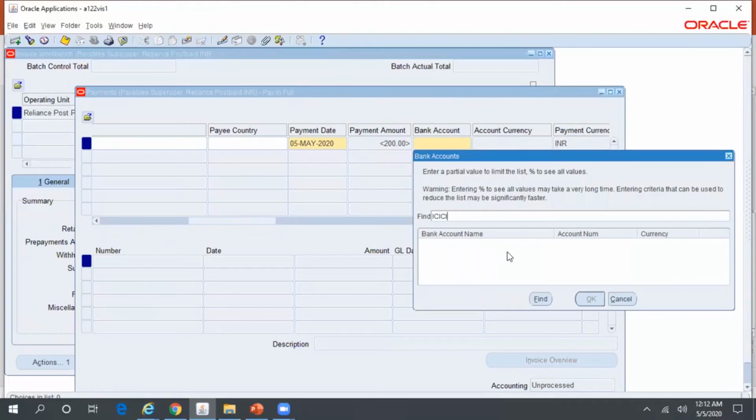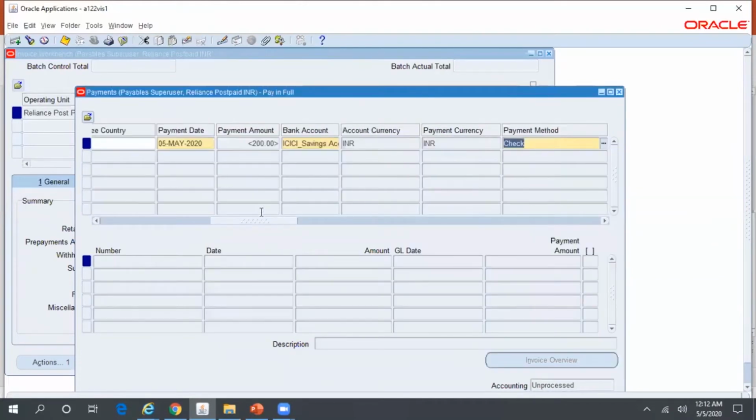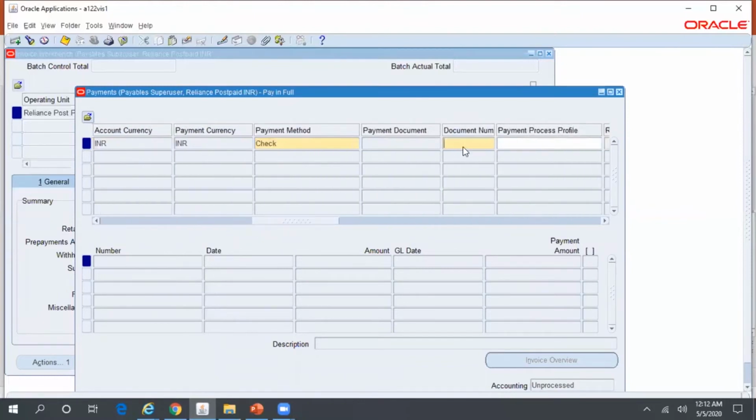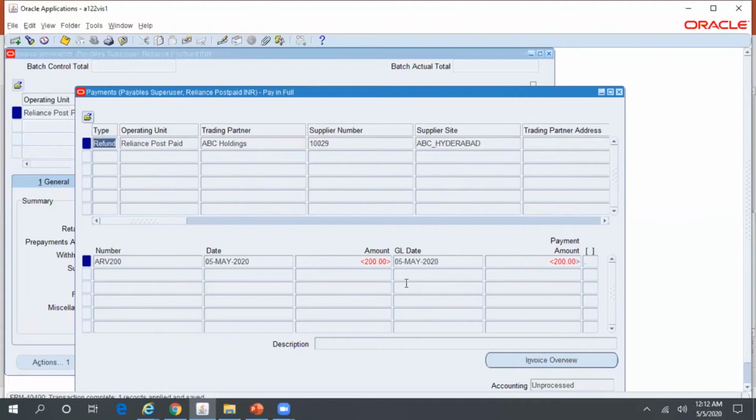Maybe I'll select, say, the ICICI bank account where I'll be depositing the check, and the payment method is check. The document number is the physical check number we have received from the vendor. So the check number could be, say, 2305678. Save this.